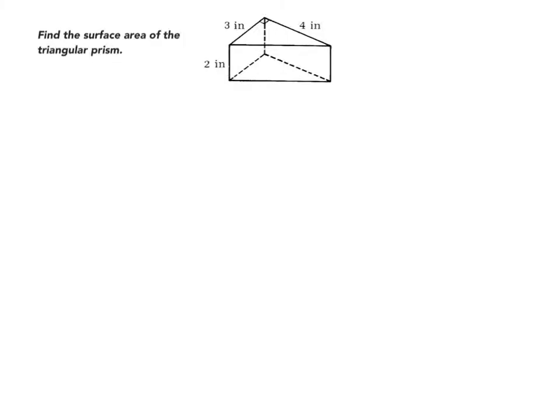Okay, so in this shape, we want to find the surface area of the triangular prism. So I'm going to start solving this the same way by drawing the net. So you have to kind of visualize what this is going to look like unfolded, but I can see that I'm going to have a long rectangle. That's kind of my front piece.